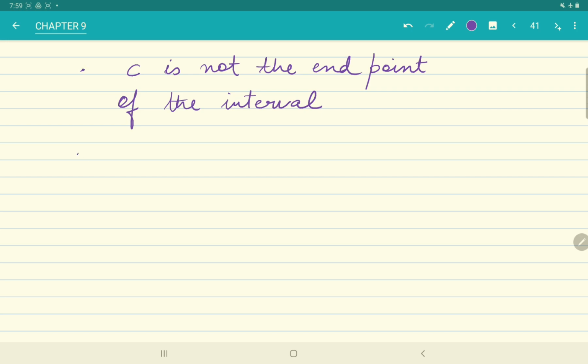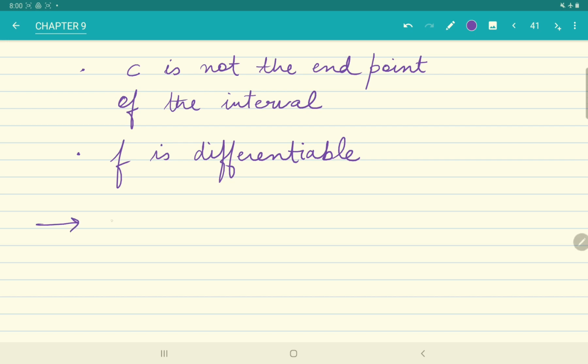That's one. And also f is differentiable. So C is not the endpoint of the interval, and also my function f is differentiable. And I also know that the function f has a maximum at point C. That point C is not the endpoint of the interval, and the function is differentiable. That means it is smooth. And clearly then it's intuitively obvious that the tangent to the graph at point C must be horizontal. It must be parallel to the x-axis.